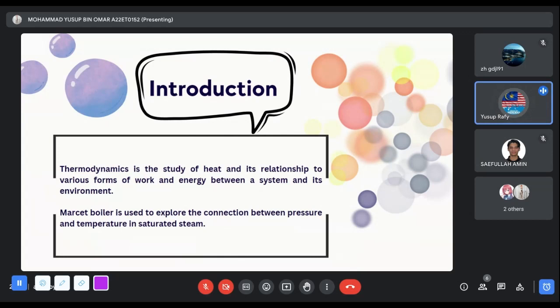Okay, about the Marcet boiler experiment. In this experiment, we need to know what we are going to study. Thermodynamics is the study of heat and its relations to various forms of work and energy between a system and its environment. Then the Marcet boiler is used to explore the connection between pressure and temperature in a saturated system.